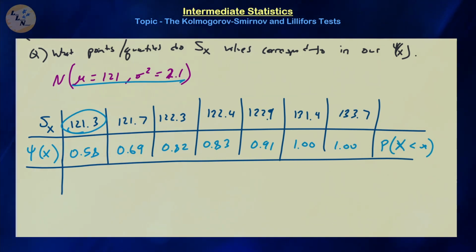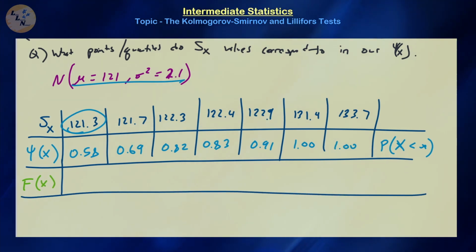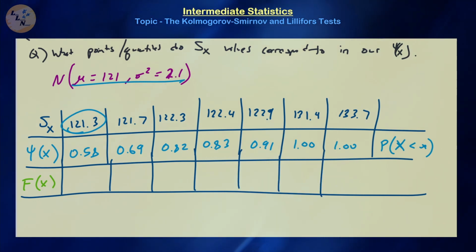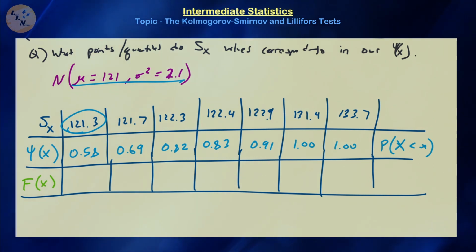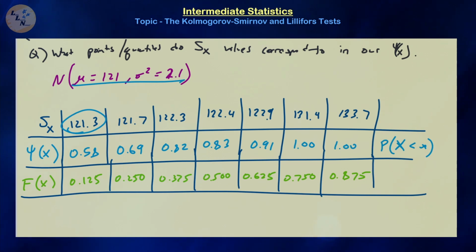Now, those are the theoretical values that these points in S are associated to, and what values do we want to compare them to? That's going to be our empirical cumulative density function. We already know that the area to the left of 121.3 should be equal to 0.125. That's 1/8. And then 2/8, and then 3/8, and then 4/8, which is a half, and then 5/8, then 6/8, then 7/8, and then 8/8 would be infinity, which we're not comparing to. All right.